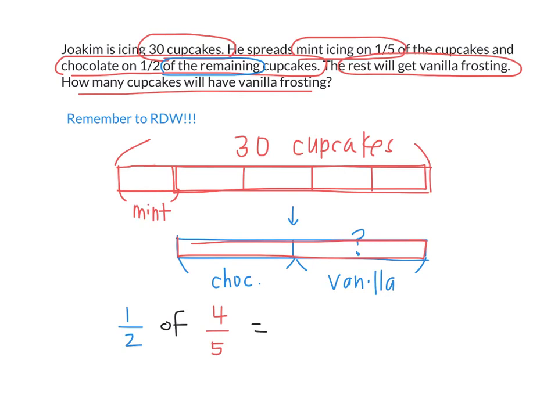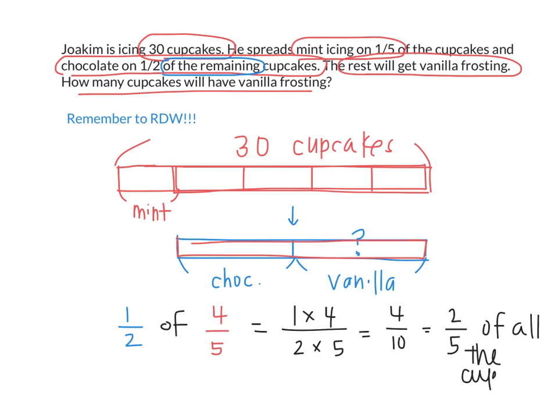So we're trying to find half of 4/5. Well, I know that's equal to 1/2, or 1 times 4, over 2 times 5, which is 4/10, which simplified is 2/5. So that means 2/5 of all the cupcakes are vanilla. And sometimes the answer is going to ask us what fraction of all the cupcakes is vanilla. But is that what this one's asking? No. This one's asking how many. And if I say 2/5, that means 2/5 of one cupcake is vanilla. Is that true?